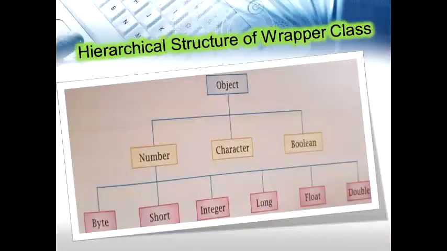So the first thing is Object. From Object, it is inherited into 3 parts. They are Number, Character, and Boolean. Number is divided into 6 types. They are Byte, Short, Integer, Long, Float, and Double.